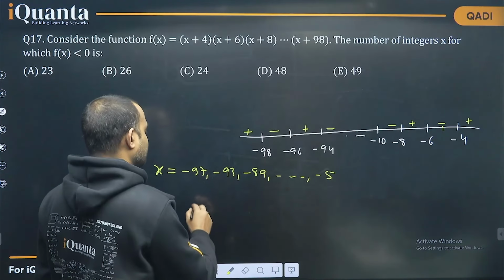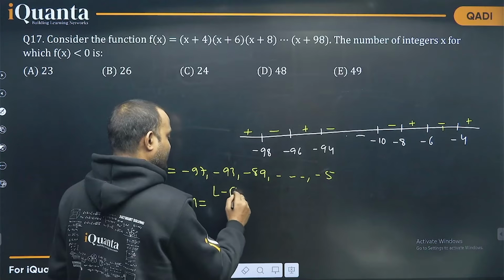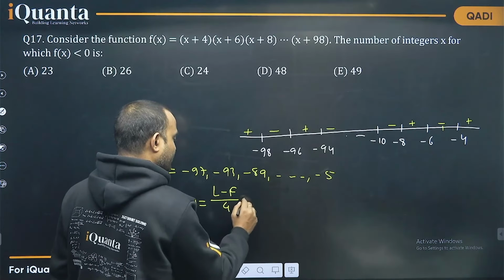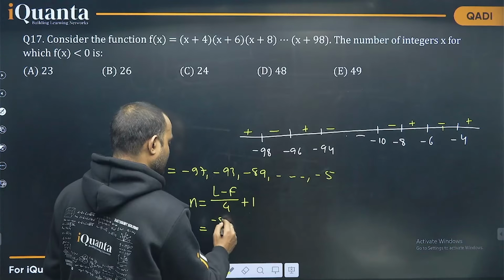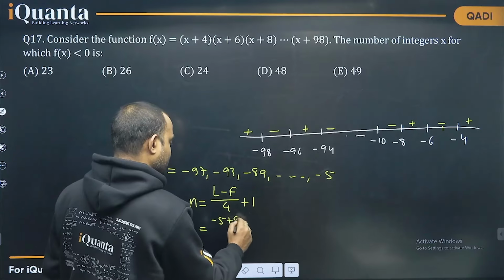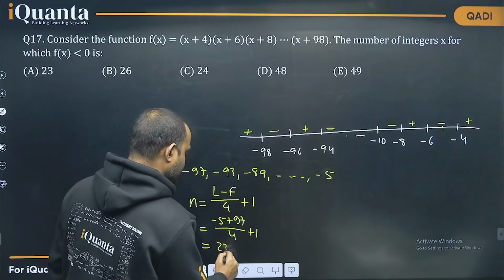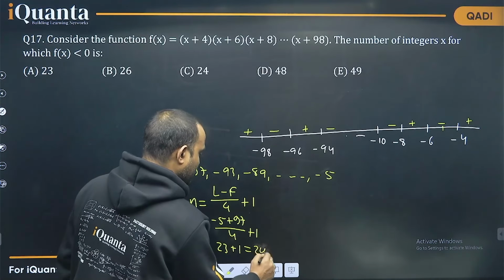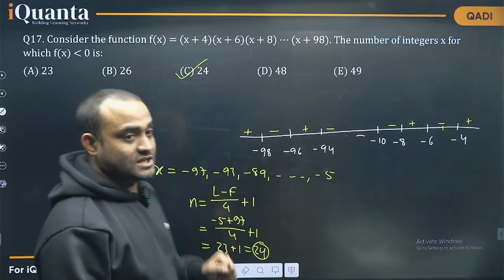So number of terms. So how do you find number of terms? Number of terms is equal to last term minus first term divided by the common difference plus 1. So last term is minus 5 minus minus 97, so plus 97, divided by 4 plus 1. 92 by 4 is 23 plus 1. There will be exactly 24 values of x for which this function will be negative.